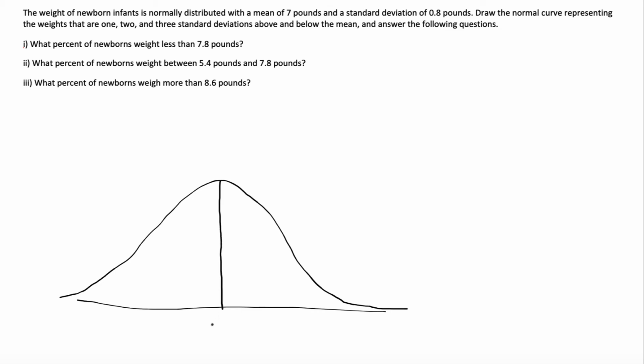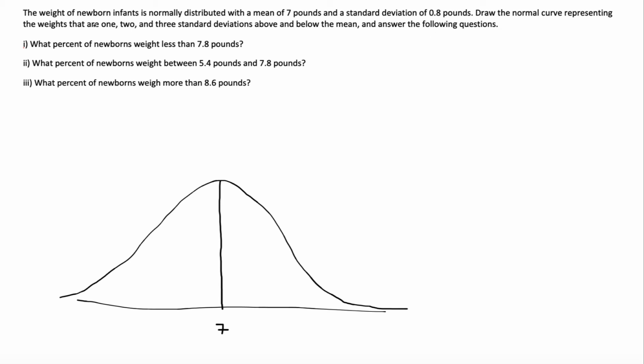Okay, so we know that the mean is 7 pounds, okay? Now remember, this means that half of all values are below this, which means in this specific example, half of newborn infants, when they're born, are below 7 pounds, and half would be above. Okay, so this curve here is an area, but it also represents the percentage. Okay, now it says that the standard deviation is 0.8 pounds.